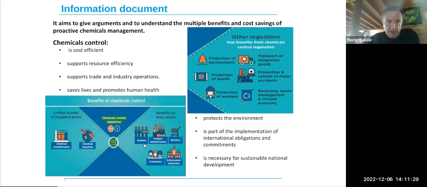This information document aims to provide arguments and to help understand the multiple benefits and cost savings of proactive chemicals management. So it defines chemicals controls as cost efficient. It provides arguments to help you convince your skeptical decision makers that this is cost efficient, that it supports resource efficiency, supports trade and industry operations, saves lives and promotes human health. It protects the environment, is part of the implementation of international obligations and commitments, and is necessary for sustainable national development. You will find a whole set of good, well-developed arguments in this regard in this information document. Next, please.